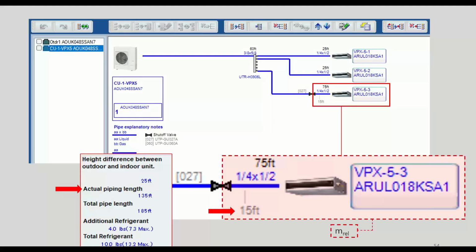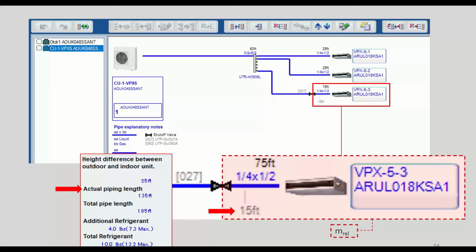So when the estimated or actual piping lengths are entered, Design Sim will provide the piping length as you see in the lower left inset. The total cumulative piping length is 185 feet, which is a one-way measurement. You'll note the red arrow that indicates the actual piping length, which is along a single unit run between the outdoor and indoor unit. So in this example, we see a 60-foot run from the outdoor unit to the header and 75 feet from the header to the indoor unit.